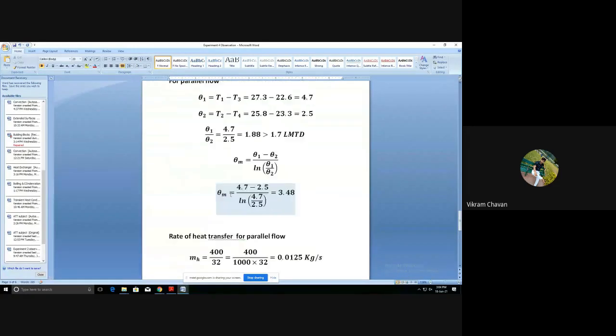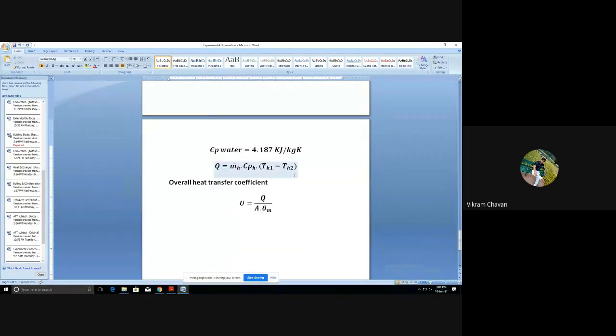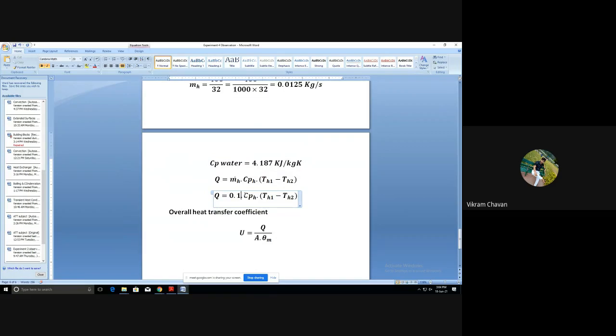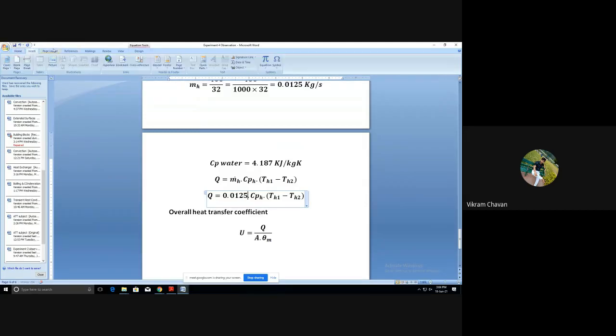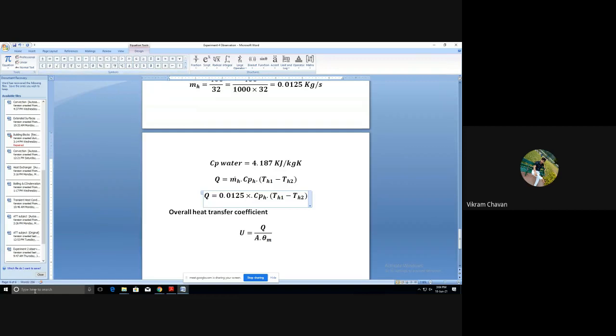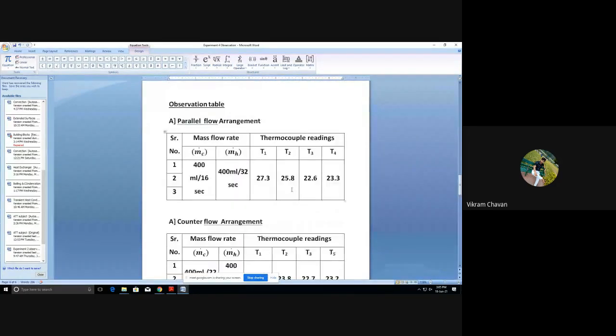Okay, then calculate. Now calculate Q. All the values you know, now calculate Q. M dot h is 0.0125, multiplied by, I will directly take 4187, the Cp value for water, multiplied by Th1 for the parallel flow. Th1 for the parallel is 27.3.